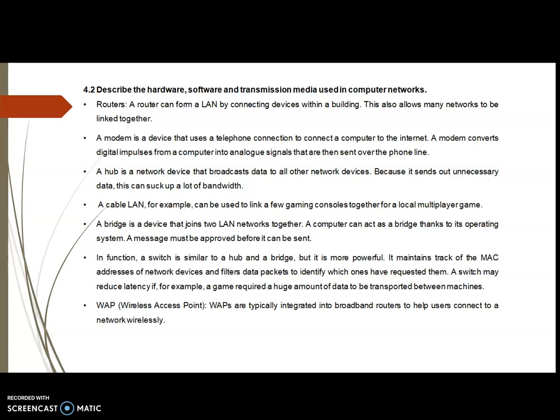A cable LAN, for example, can be used to link a few gaming consoles together for a local multiplayer game. A bridge is a device that joins two LAN networks together.